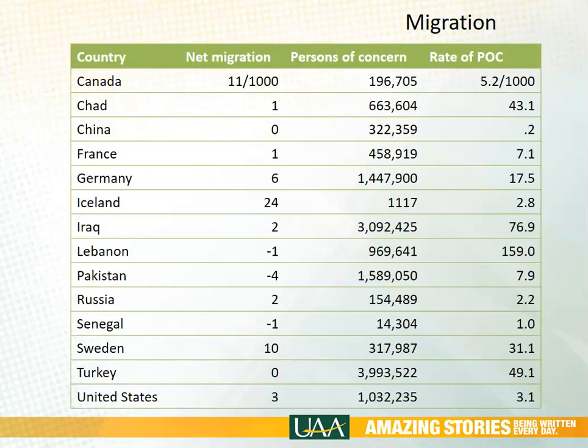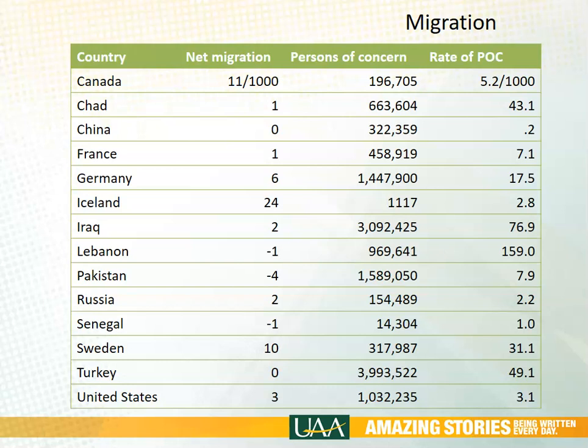The first of these shows migration rates around the world for a number of selected countries. You'll see that net migration rates vary dramatically, all the way from 24 out of every 1,000 in Iceland to countries that are actually losing population by migration, like Pakistan, -4. Note that the United States, with a net migration rate of 3 out of 1,000, is relatively moderate compared to many countries around the world, and tends to be a little bit lower than what you find in other developed countries.